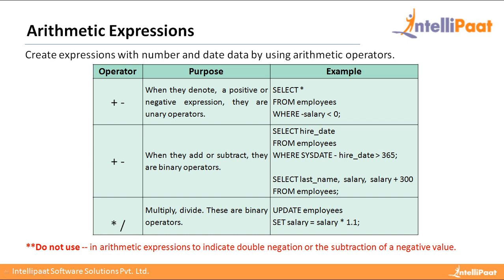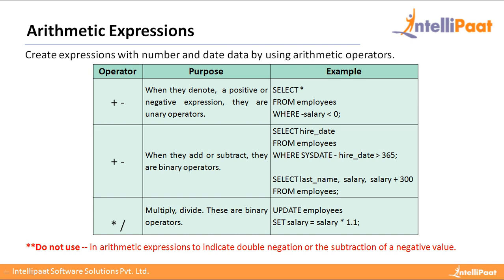I can take the current date or system date. How do I get the current system date? By using the sysdate command. So sysdate minus hire date will give the difference in terms of days. If the experience is more than 1 year, it will obviously be greater than 365 and you will get the data.